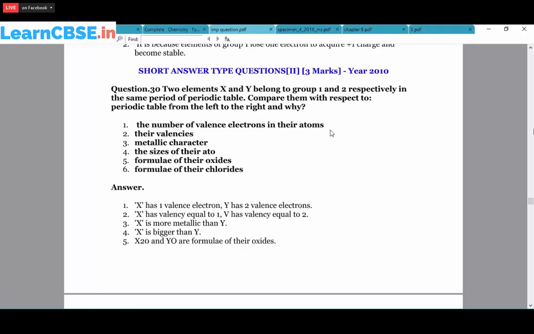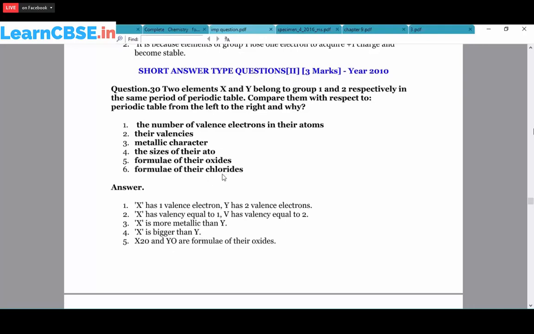Their valencies: X can lose the one electron, so the valency is 1. Here the two electrons are present, so the valency is 2 for the Y. Metallic character: the metallic character decreases from left to right, so the X is more metallic than the Y. The sizes of their atoms: the X is bigger than the Y because it has a less effective nuclear charge.